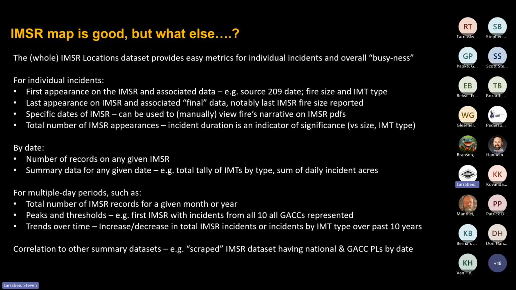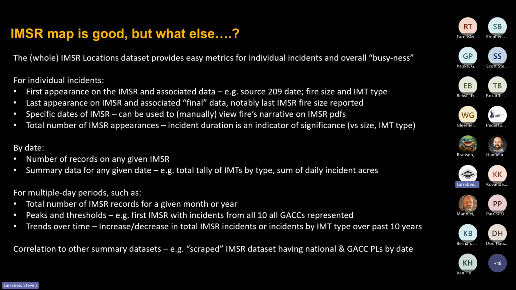Well, I think just the IMSR itself is kind of a good way to gauge busyness nationally. For individual incidents with this data set, we can figure out when was the first time it had appeared on the IMSR and the last time it appeared on the IMSR, and what was that kind of last set of data that got a lot of eyes on it. It might not be the final report data, but the last time people were seeing it on the IMSR, what was the acreage or some of the other information that goes with that.